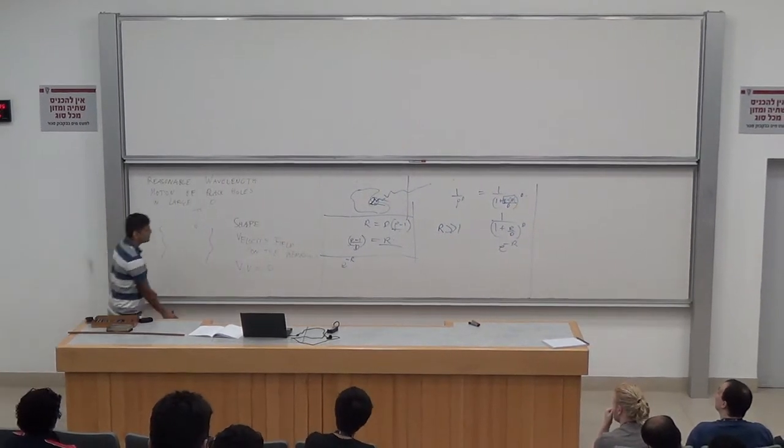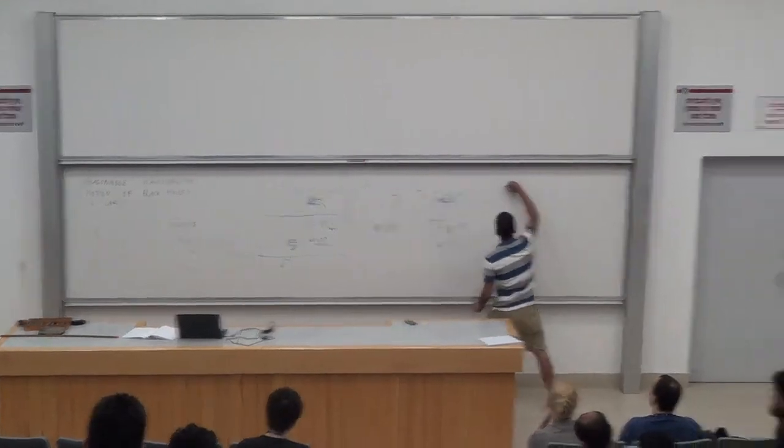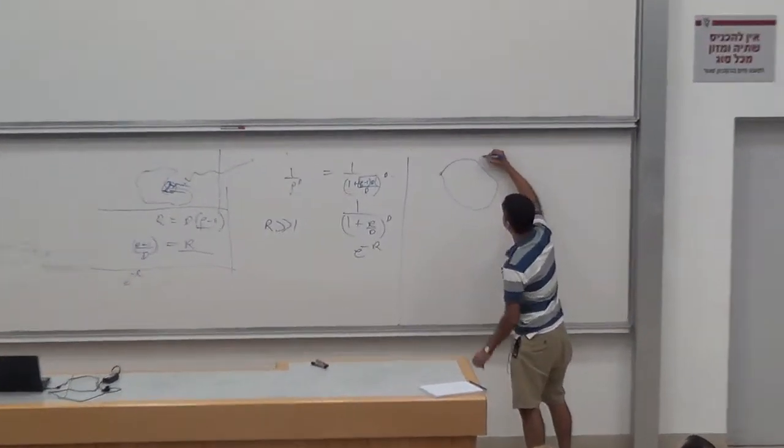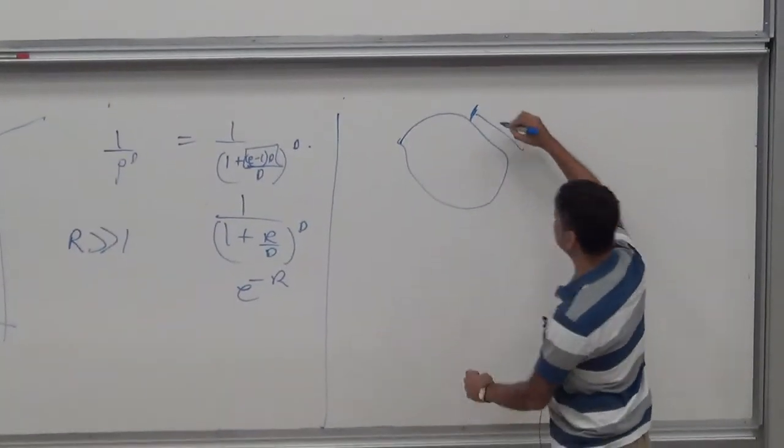Okay? So the problem that we want to understand is this. We've got some surface, and in the neighborhood of this surface, we have a linearized solution to Einstein's equation.